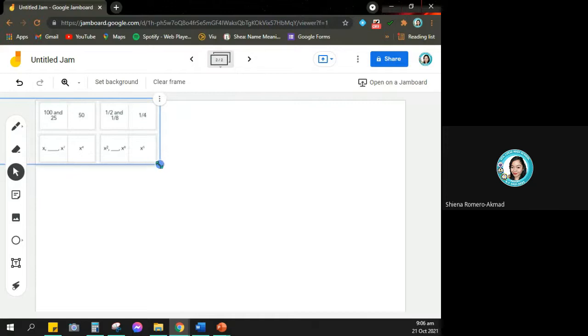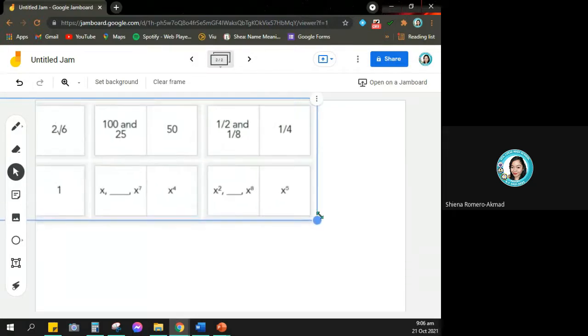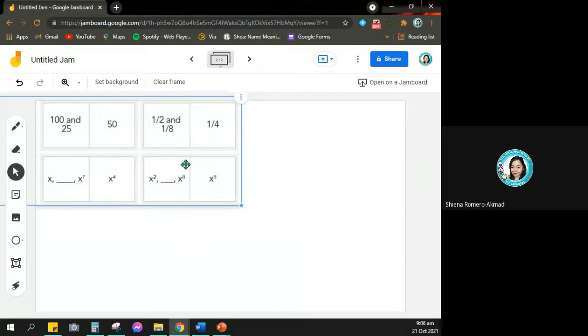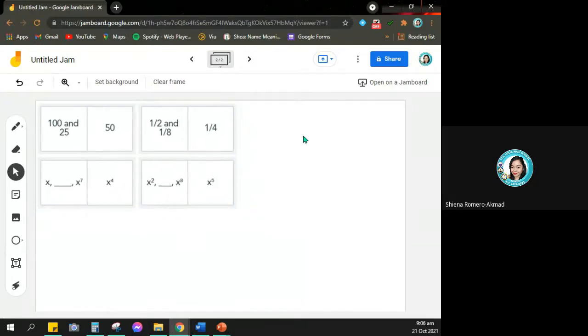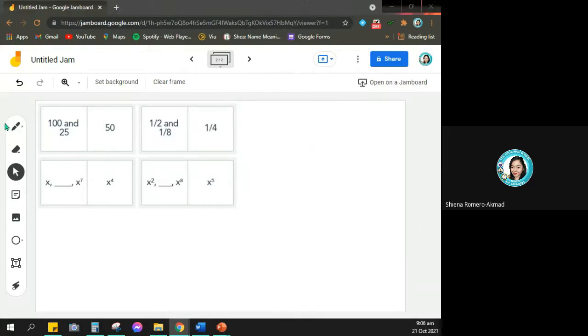Ito, si 10 and 25, tapos yung mga may variable. So, naimbal na natin yung dalawang nasa taas. We have 10 and 25. So, madali na lang to, di ba?